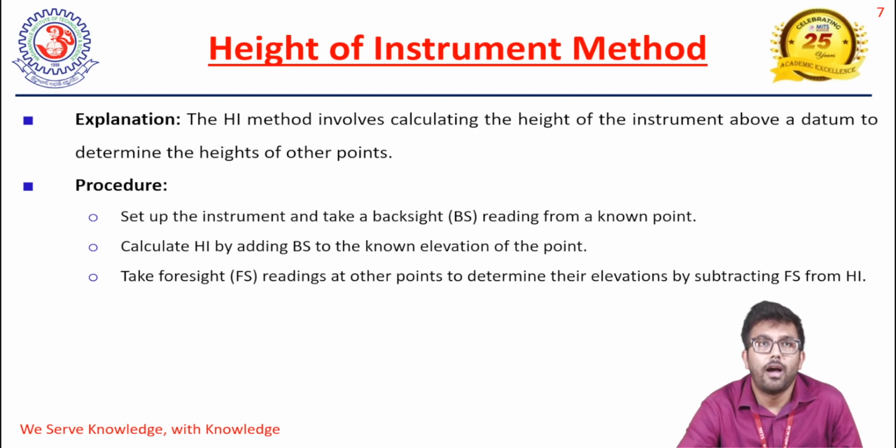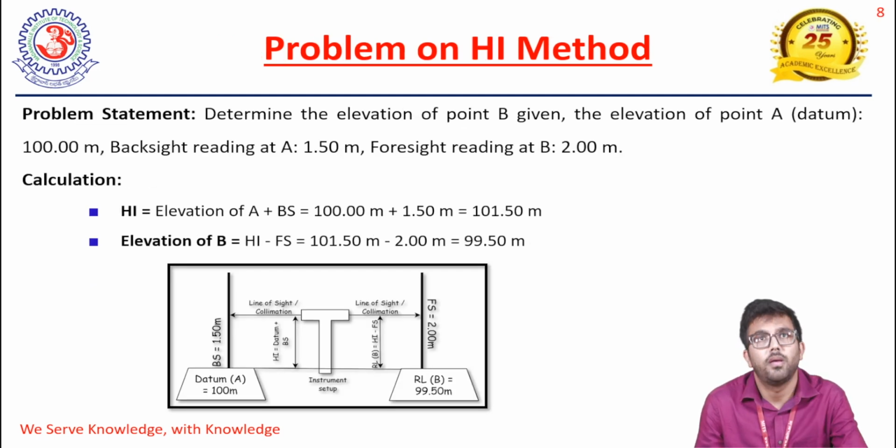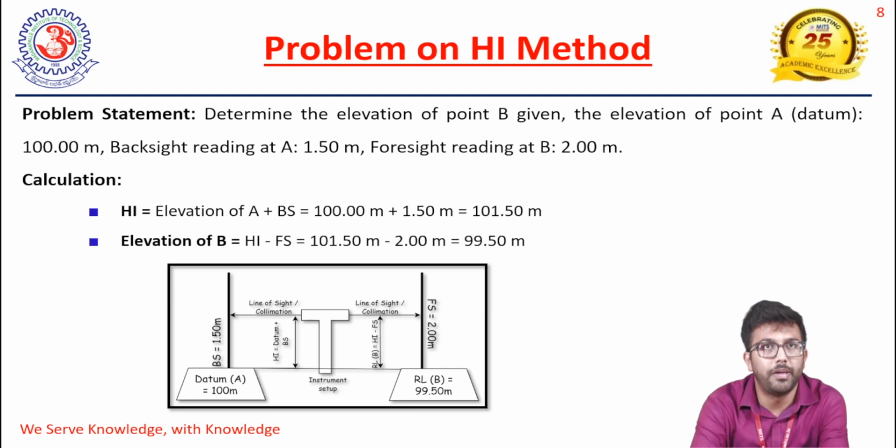Then the third step is taking all the foresight readings at other points to determine their elevation, by subtracting the foresight from the height of instrument that we have calculated. Let's see a very simple problem on this. The problem states that we should determine the elevation of point B, given the elevation of point A, which is also the datum, which is 100 meter. The backside reading taken at A is 1.5 meter. The foresight reading at B is 2 meter.